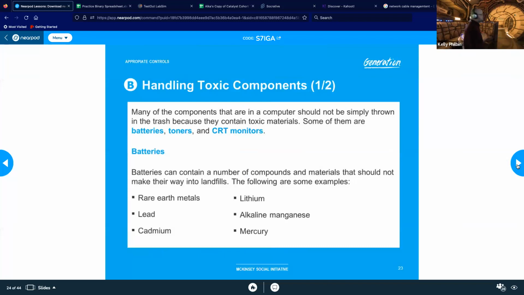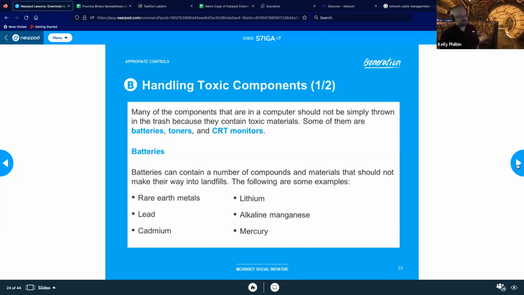All right, toxic components. You're sitting there thinking, hey, wait a minute, we work with computers. We're not dealing with toxic stuff. Not true. There are plenty of toxic components inside of computers and monitors. So many of the things that we have inside of our computers should not just simply be thrown away. Electronics should be recycled if and when all possible.